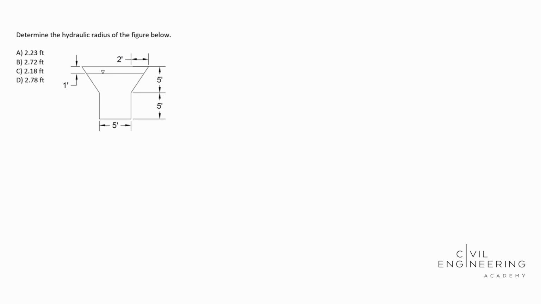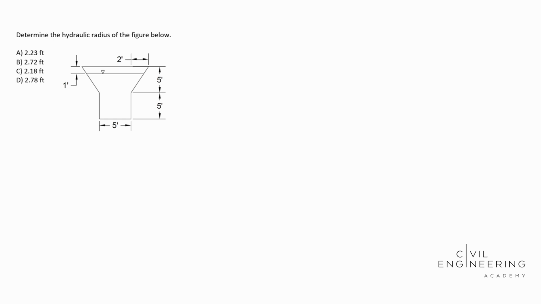So today we have a hydraulics hydrology problem, and in particular this is going to be an open channel flow problem, and we're going to be solving for the hydraulic radius. So here's what the question says: determine the hydraulic radius of the figure below. And we see our four options there in feet, and then we see our diagram, or our figure, that we're going to be using to solve for this problem.